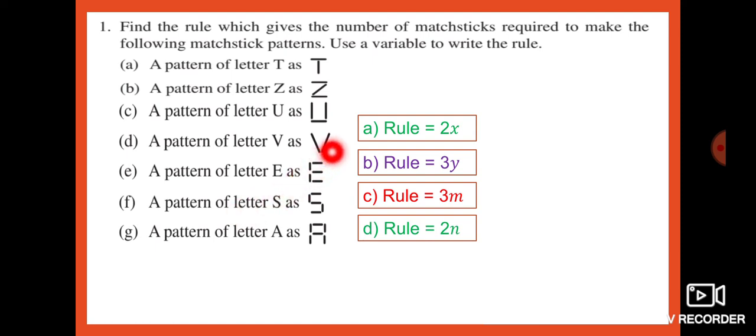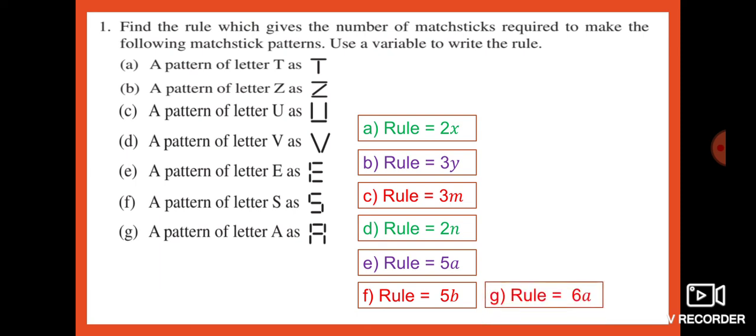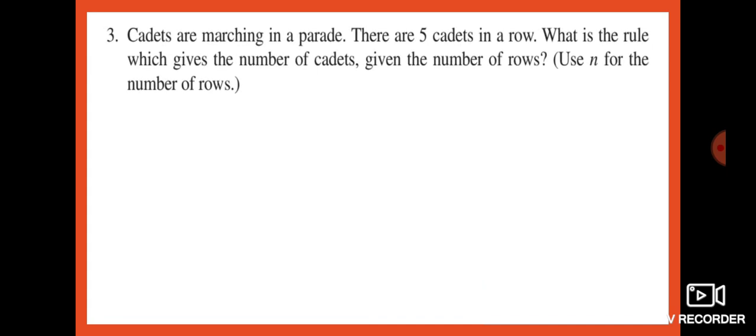Here a pattern of letter E: 1, 2, 3, 4, 5. So the rule is 5a. You just count how many sticks, how many lines are there. So 5 lines, so the rule is 5a. Very simple. Next, a pattern of letter S. You count here, you can find 5 lines, so 5b. Then a pattern of letter A written like this, so 6a. Is it simple? Okay, yes. Then next, very simple word problems.